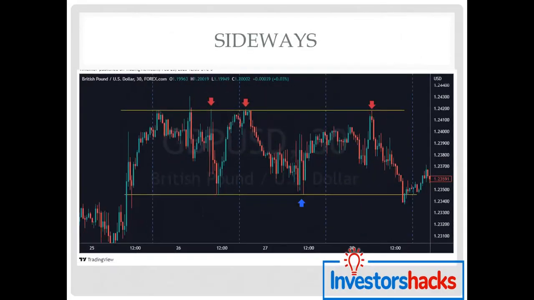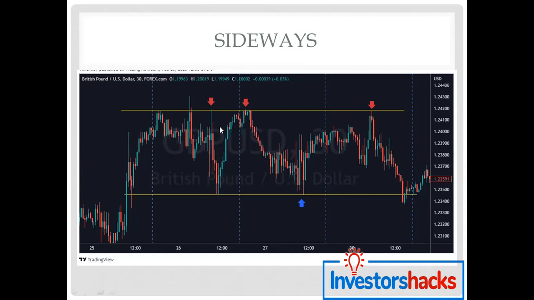Then we have the sideways. In the sideways, we said this is a consolidating market or a ranging market. So you can see the market has been moving sideways for 3 days. Okay, the market has been ranging up, down, up, down, up, down. So this is sideways.